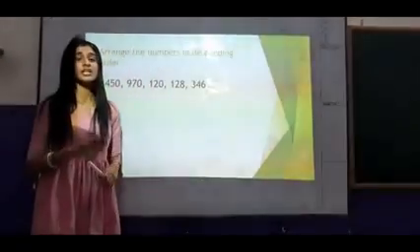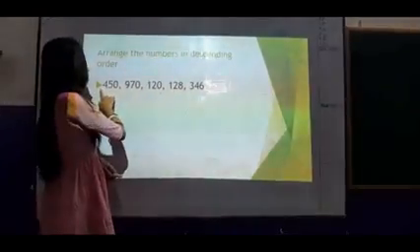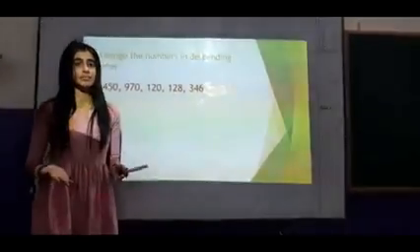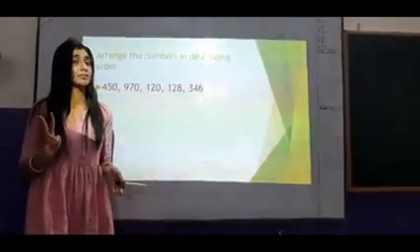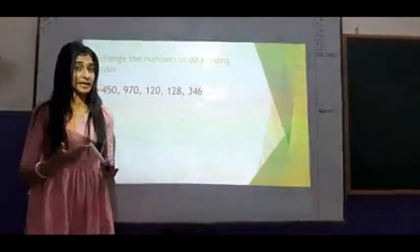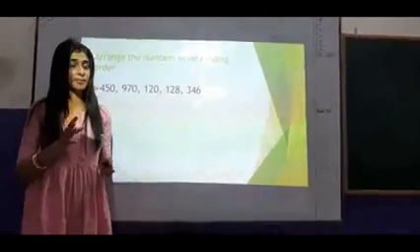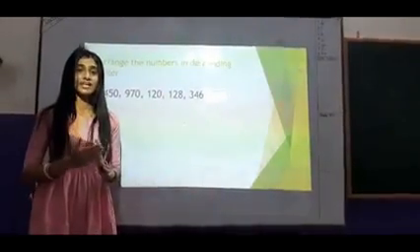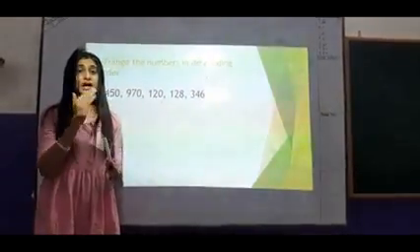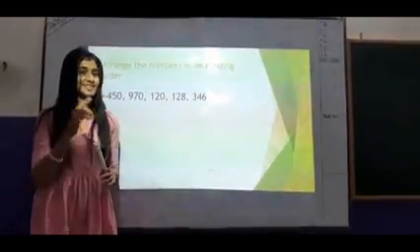First we have to check the number of digits present in the given numbers. You can see all the numbers are 3-digit numbers, so there is no 2-digit number. Then the next trick is you have to check the hundreds place. Now we are finding the greatest number, meaning the biggest number. So the number that has the highest value in the hundreds place will be the biggest number, right?